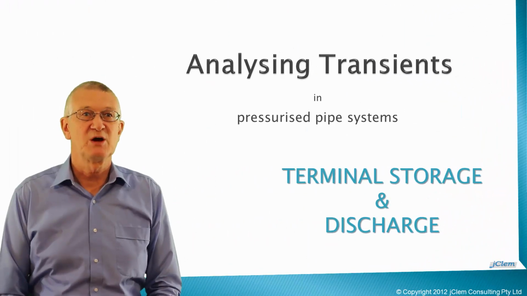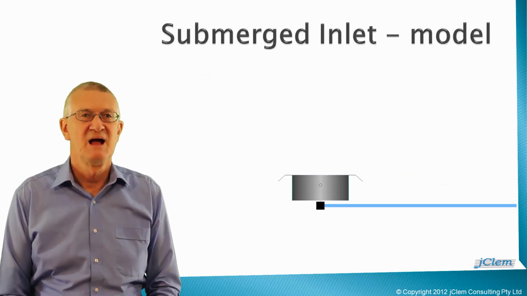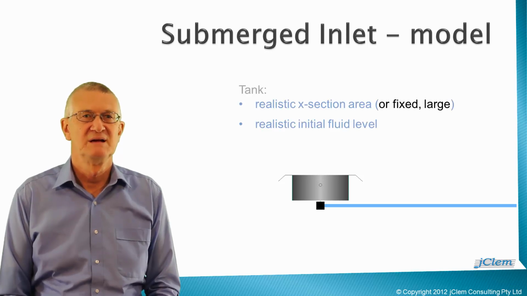This lesson aims to help you when doing transient analyses to realistically model storages and discharge arrangements at the remote end of a system. I've lost count of the number of times I've seen a pipeline model with a reservoir or tank simply placed on the node at the end of a pipeline. The user will have given the storage a realistic cross-sectional area and a realistic initial water level, mostly because these are parameters that are necessary to create accurate real-time or steady-state hydraulic results.